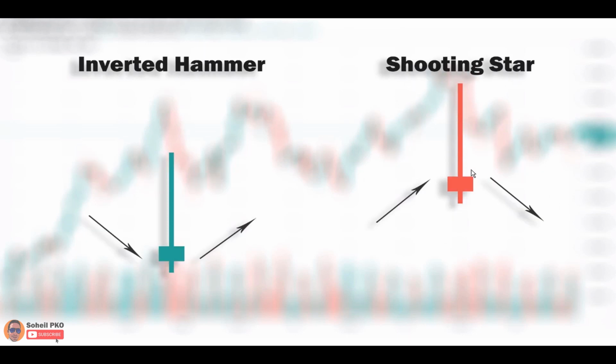Shooting star. Here for this candle, we have a small body, small lower shadow, and long upper shadow.